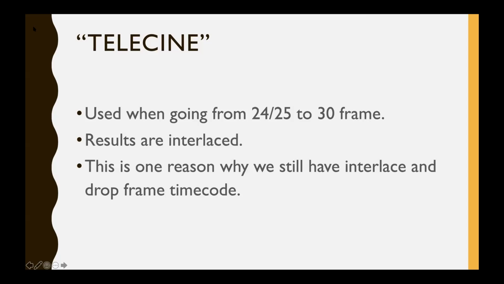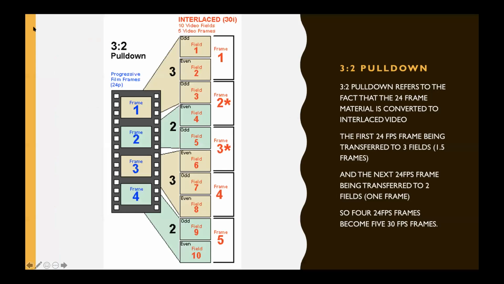Nowadays, telecine is used to talk about the frame rate conversion when you go from 24 frames per second to 30 frames a second. It's sometimes called a telecine. There are all kinds of other terms for it, but this is one of them. The results are interlaced, and we'll explain why that is and why the interlace is very handy for this. And so here it is.